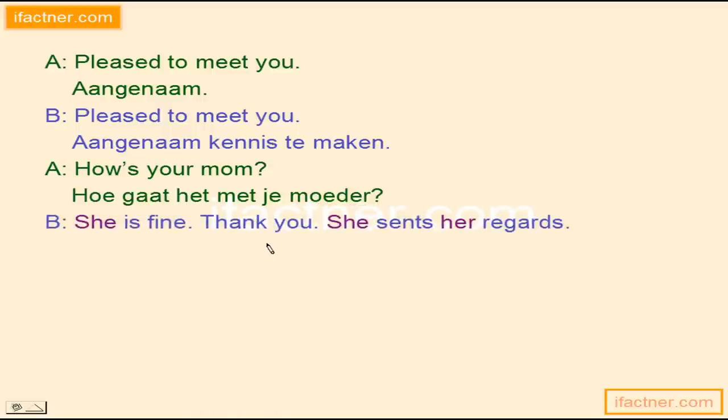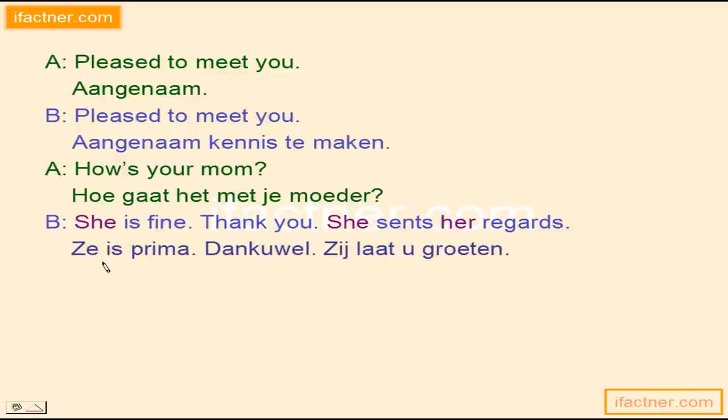B, she is fine, thank you. She sends her regards. Ze is prima. Dank u wel. Ze laat u groeten. So you can also write here ze. A, I miss her. Ik mis haar. Haar is her.